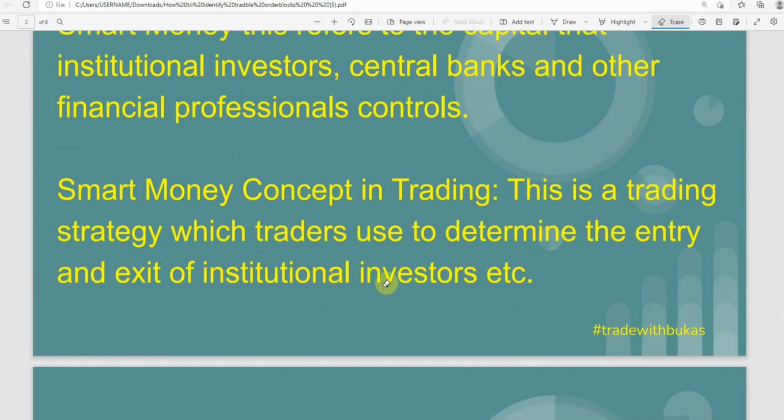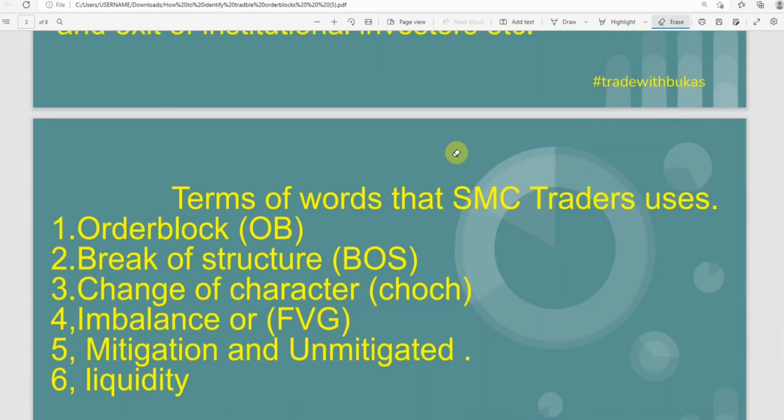So as a retail trader, an individual trader who is here to trade as an investor, you use this strategy to determine when institutional traders place a trade, and when they make an exit. Using this smart money concept, you'll be able to know the exact entry they use and where they are placing them.